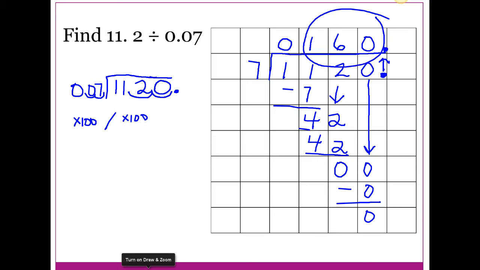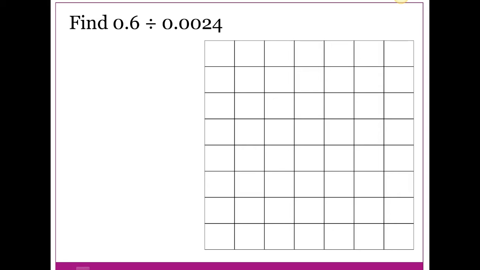If you want to check your answer, you can always multiply the divisor times the quotient, or 7 times 160, and check to make sure you get 1120, which we do. Let's move on to a problem that might be a little bit more challenging. The dividend 6/10 goes inside the bracket, and the divisor 24/10,000 goes on the outside of the bracket. It looks kind of strange, doesn't it?